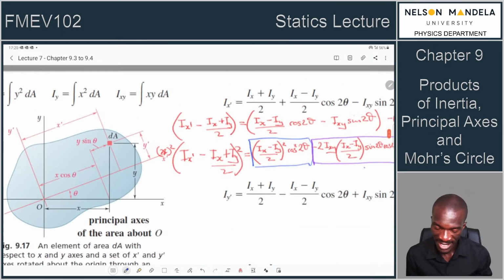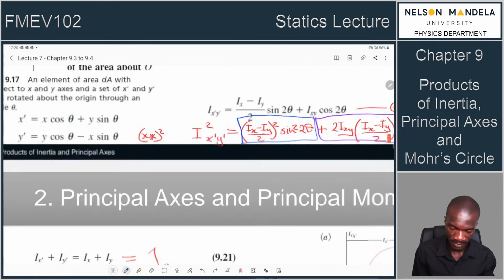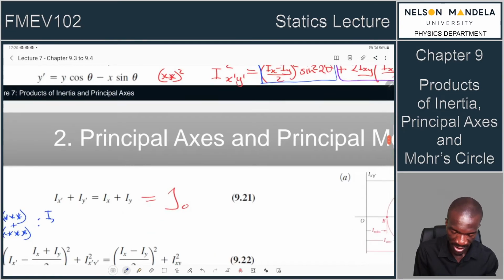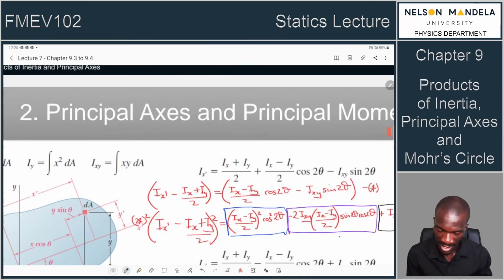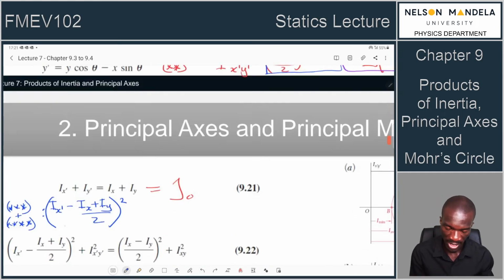On the left hand side, we just have Ix prime minus that sum, Ix plus Iy over 2, all squared. Let's do that again. Ix prime minus that sum over 2, then all squared. So we are happy to have it written in this way.